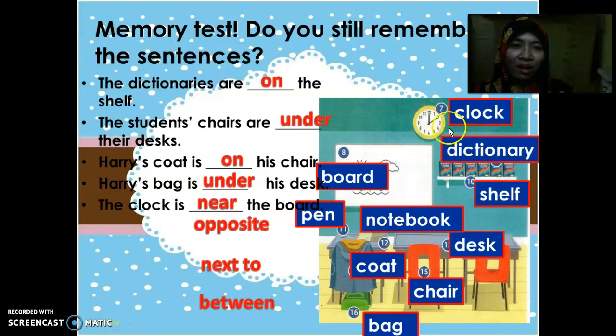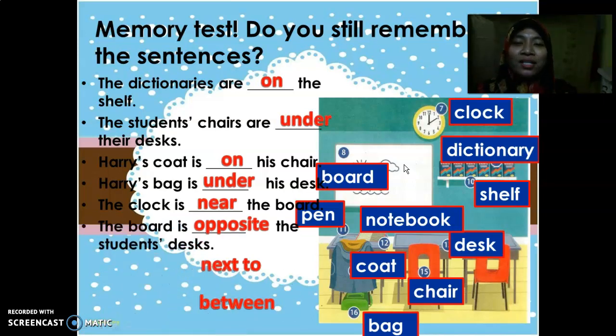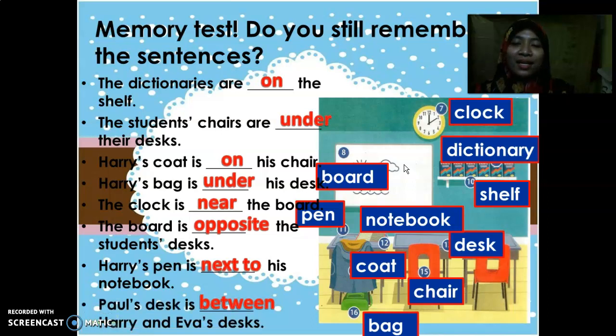Near. Clock. The clock is near the board. Okay, what is opposite? Ingat tak lagi apa? Opposite bertentangan. Tadi gambar kucing tu dia tengok seorang-seorang tu. Seorang seorang. Okay. Yes, the board is opposite the students' desks. Harry's pen is next to his notebook. Paul's desk is between Harry and Eva's desks. Meja tu di antara. Ni meja Paul di tengah-tengah between Harry and Eva.